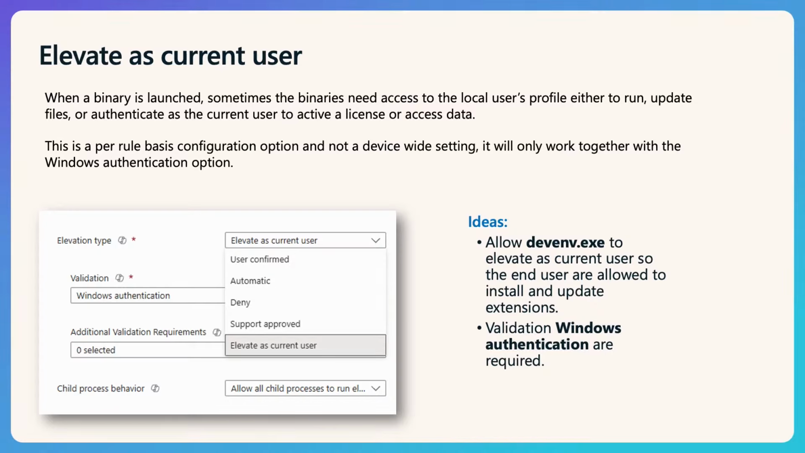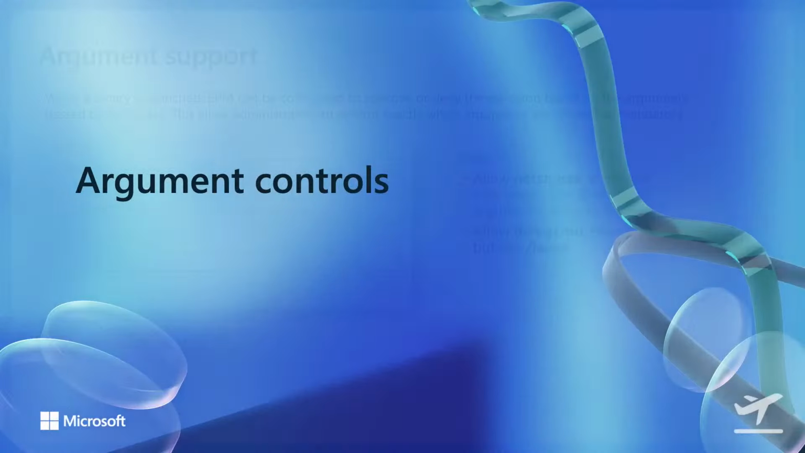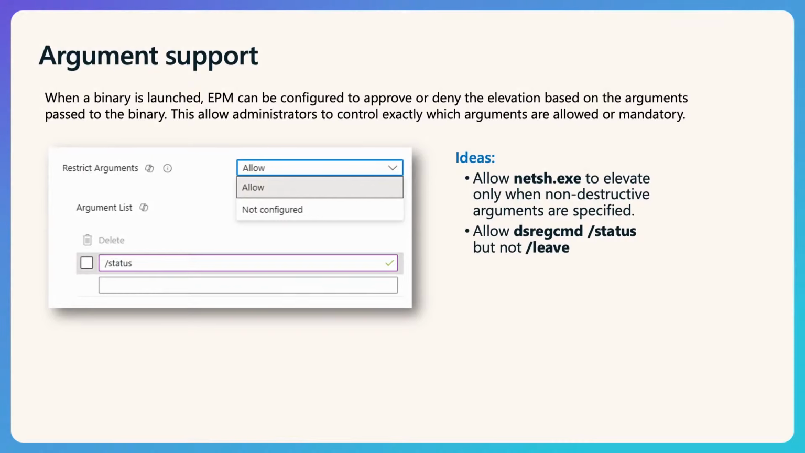Also, based on the feedback we get from customers, we have been creating argument support. Argument support is pretty good. So if you want to allow an application to run, but you don't want the end user to run it with all the arguments that is actually possible for that executable. One of them is if you want to change IP addresses, you can use netsh.exe, but you can allow it only to run with specific parameters and do not allow it to run with the rest.